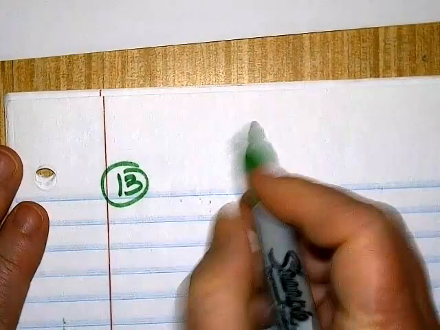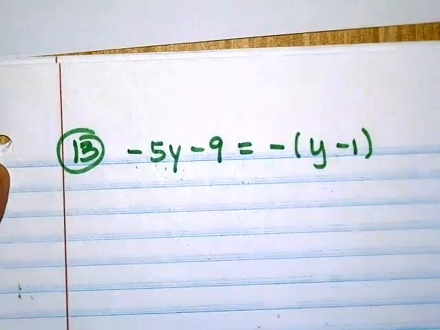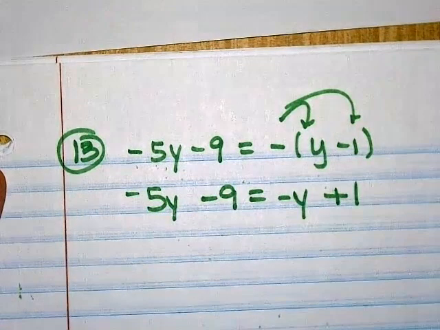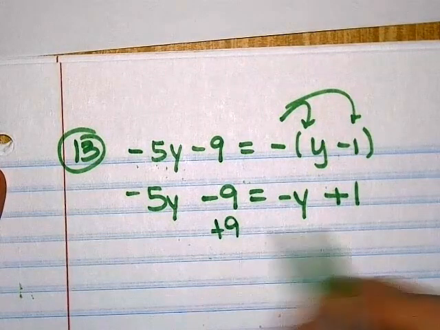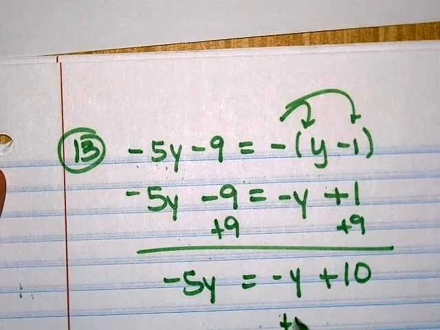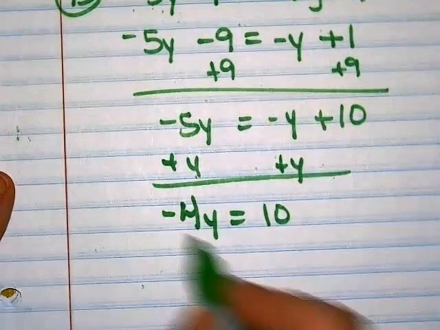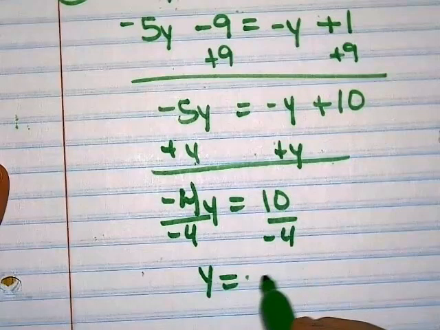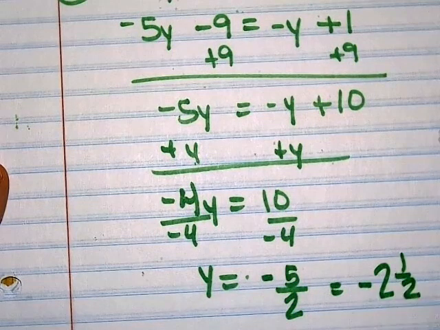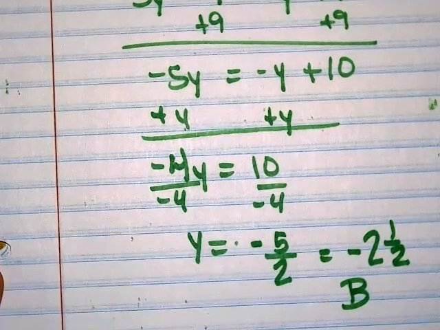13. So we have negative 5y minus 9 equals negative y plus 1. Okay. And what answer is that? B. Okay.